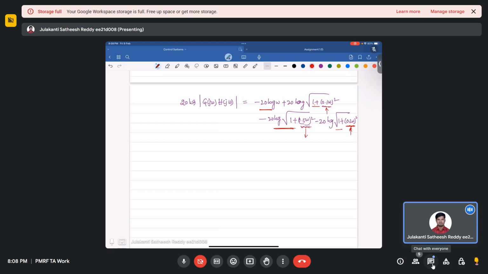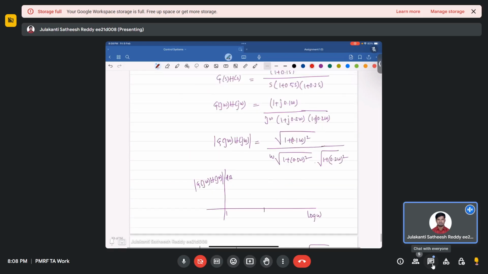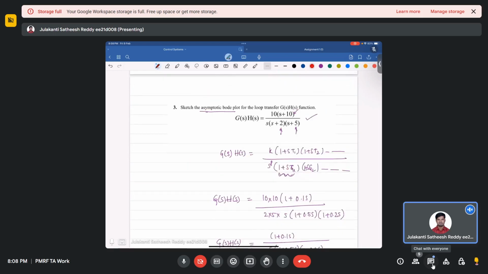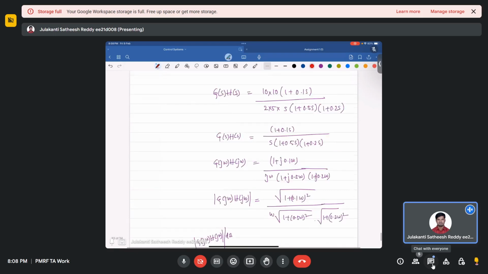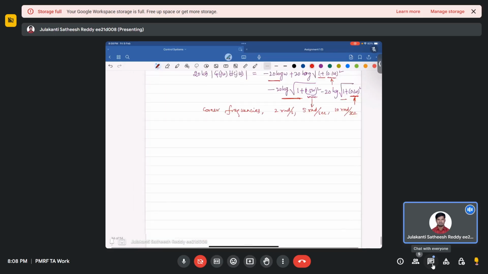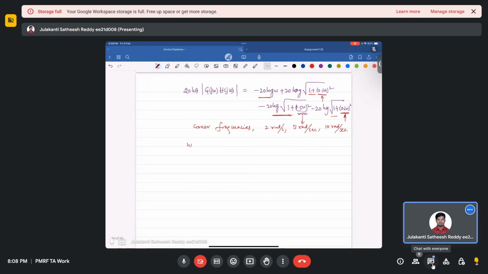So the corner frequencies are 2 radians per second, 5, and 10 radians per second. You can simply say 1 by T1, 1 by T2, 1 by T3, 1 by T4, right? Now if omega is less than 2 radians per second, what is the approximation?